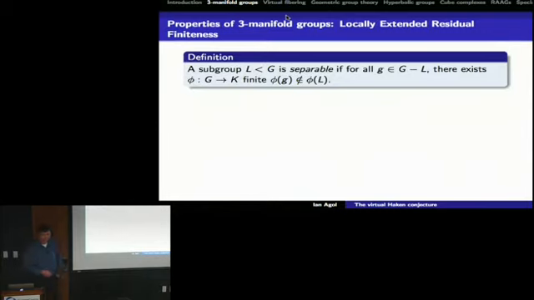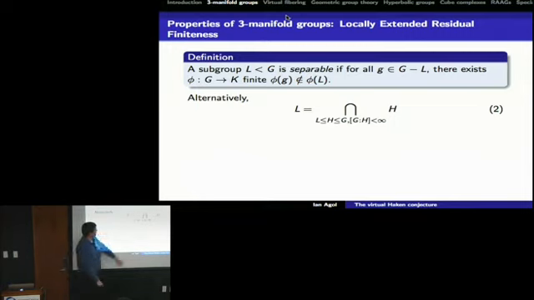Now, I want to discuss a little more of this local extended residual finiteness that I mentioned yesterday. I gave a picture explanation of what it means, so I wanted to give a more precise definition. A subgroup L of a group G is separable if for any element g in G that's not in L, there is a homomorphism to a finite group such that the image of g is not contained in the image of L. So you can separate g from the subgroup L in some finite quotient. Another way of saying this is that if you intersect all the finite index subgroups of G that contain L, that intersection is actually equal to L.